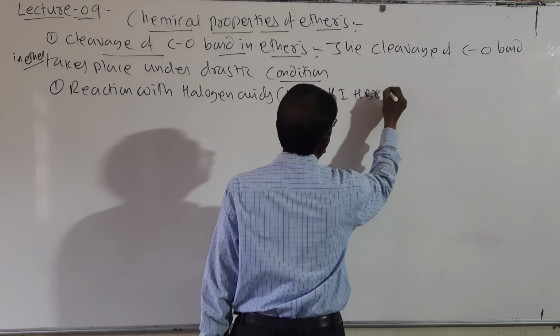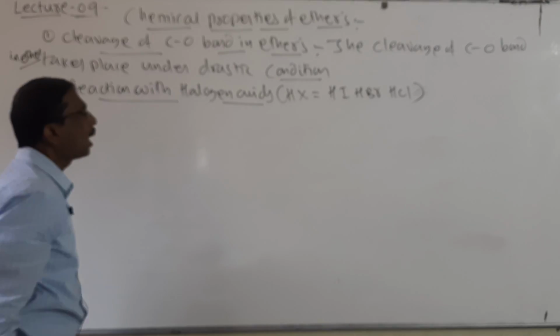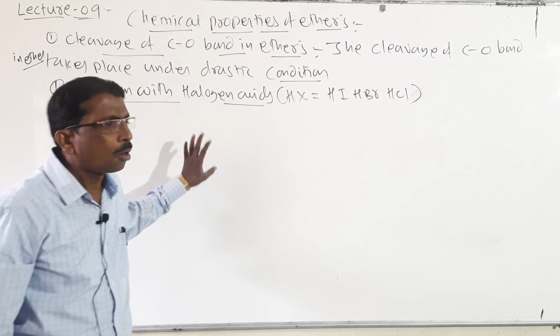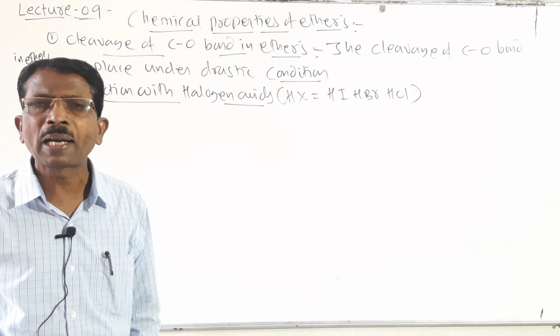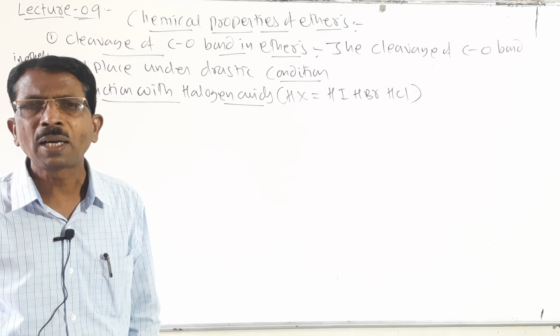Therefore, the first reaction is reaction with halogen acids, that is HX. HX is equal to HI, HBr, HCl. You may write that it is halogen acids, or it is also called hydrogen halides. When ethers are treated with hydrogen halides, they form alcohol and alkyl halide, and if you use excess of hydrogen halides, then it forms alkyl halide.